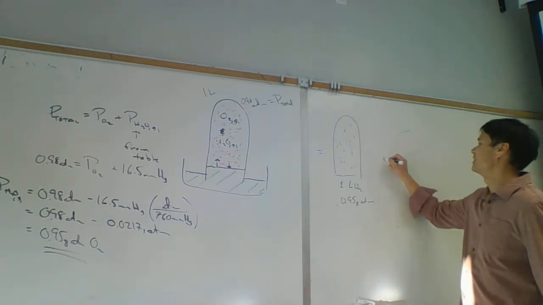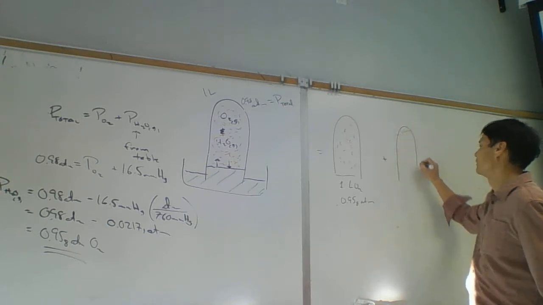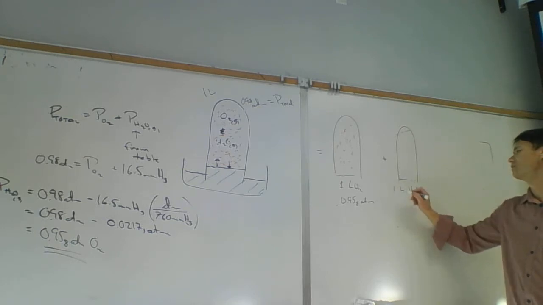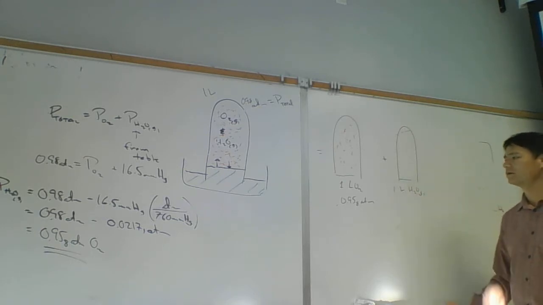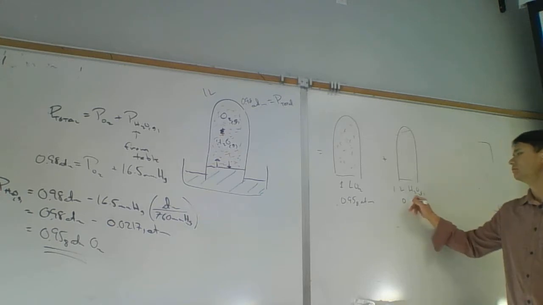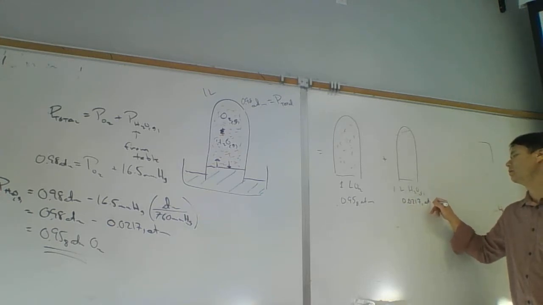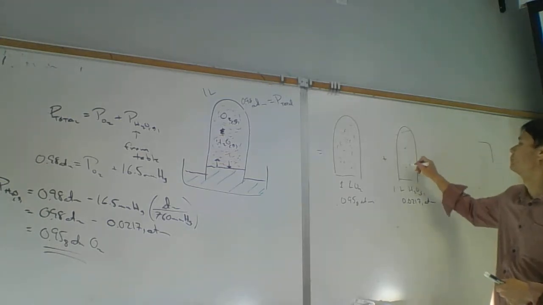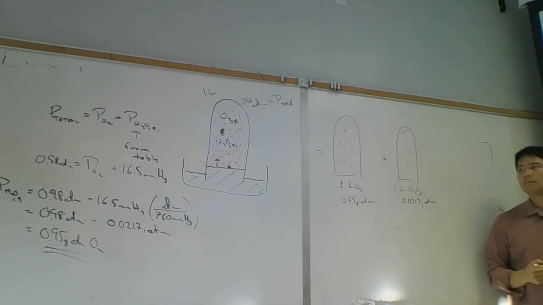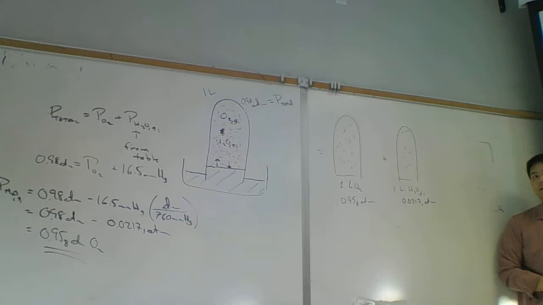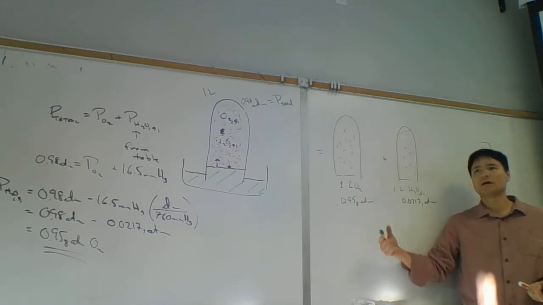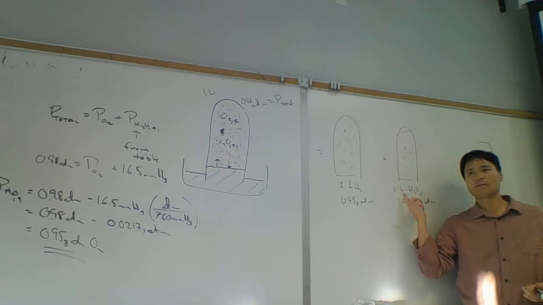Okay, plus, how many liters of water vapor do I have? I have 1 liter of H2O gas. At what pressure? And so this is the way we visualize Dalton's law mixture. Now, as far as this mixture goes, I have 1 liter of oxygen, the pressure is lower. I also have 1 liter water vapor, the pressure is lower.